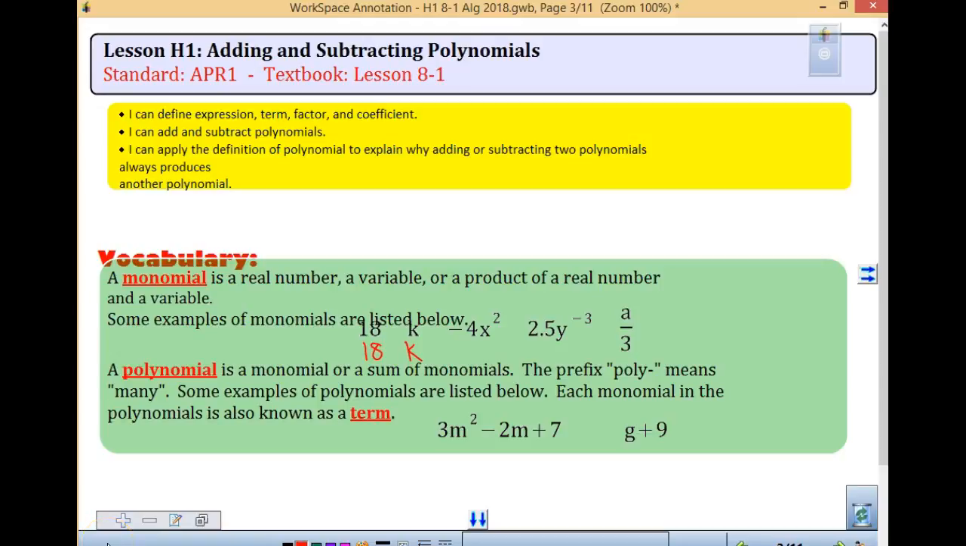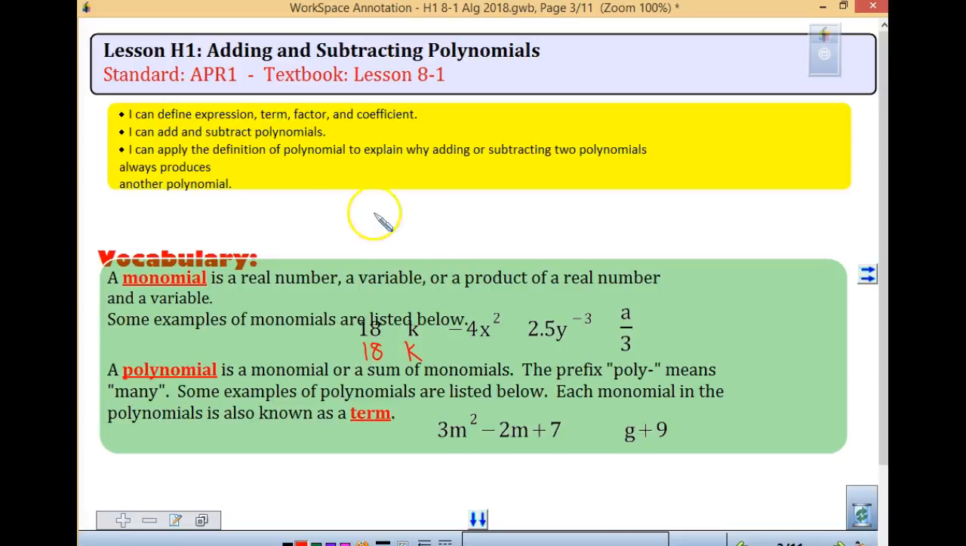Subtracting polynomials. It's kind of like adding our square roots. Okay? So we're going to be talking today about what is a term. We did that last year in pre-algebra. We talked about what terms were. We talked about factors, coefficient. So some of this will be a little reminder of things that you did last year.